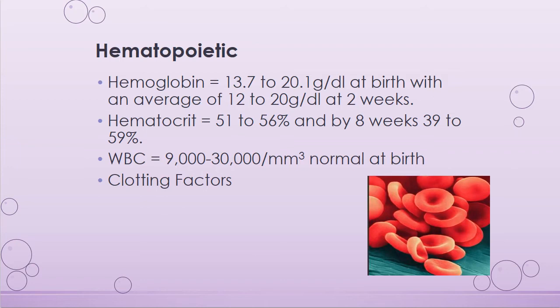Clotting factors are decreased during the first few days of life because there are no intestinal bacteria to produce vitamin K. Newborns cannot synthesize vitamin K, so coagulation factors are synthesized by the liver and are activated by vitamin K. A newborn has sterile bowels, so they cannot synthesize that vitamin K, and it results in a transient coagulation deficiency by the second and fifth day of life.